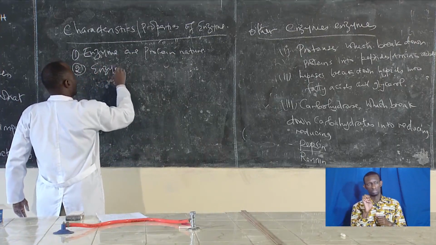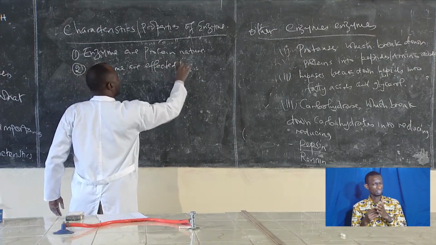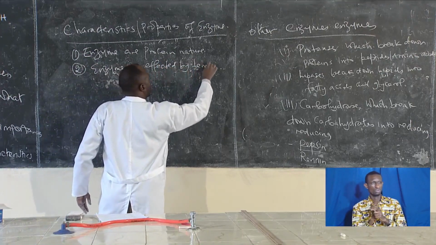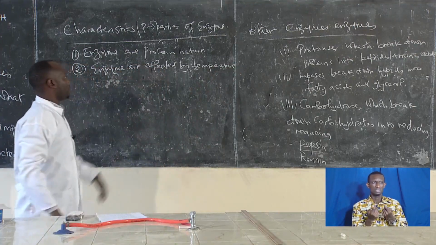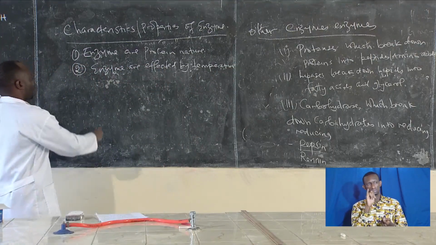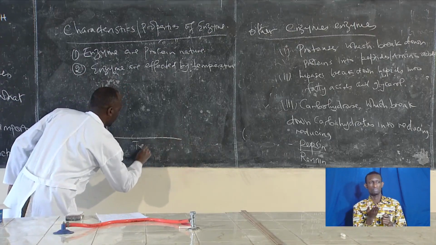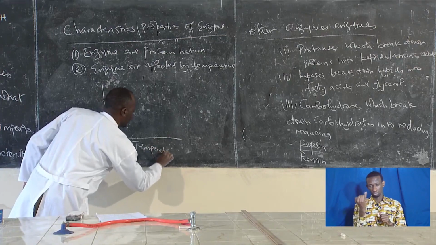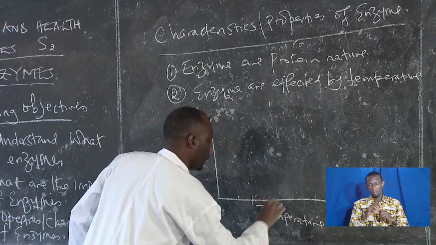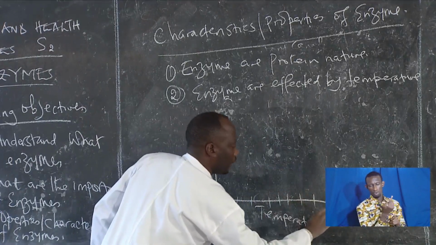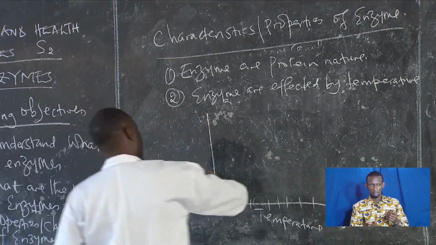Enzymes are affected by temperature. So it means that an enzyme must have a particular temperature at which to perform its function. If I'm trying to draw, I can draw it like that. This is supposed to be the temperature, and the temperature could be going from 1, 2, 3, 4, maybe up to 40. And then this is supposed to be the rate of reaction.